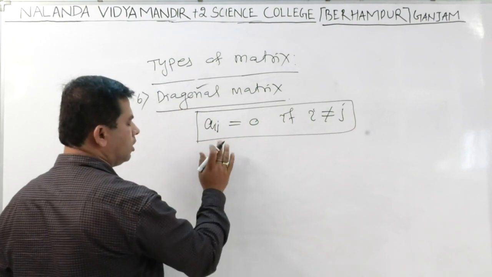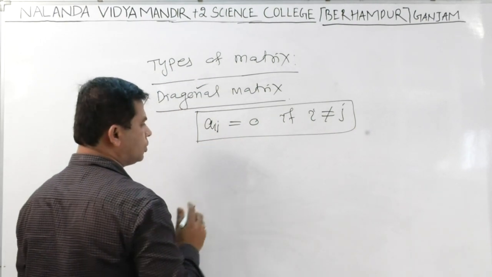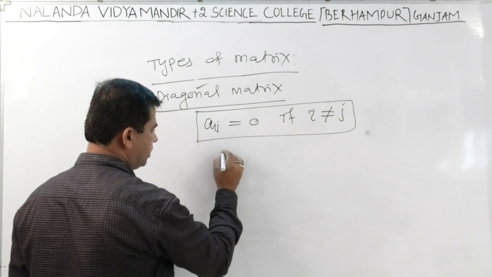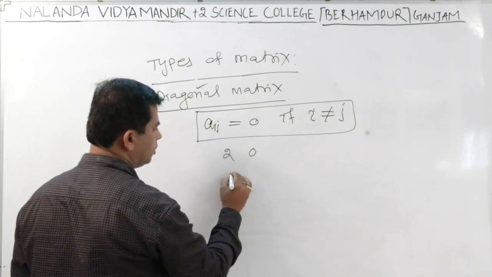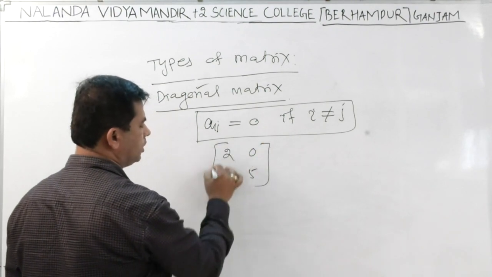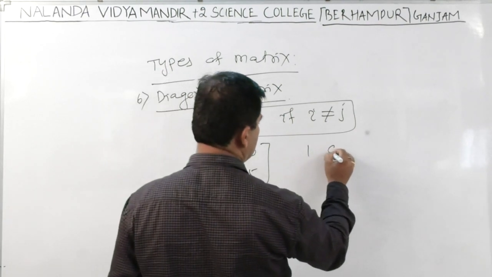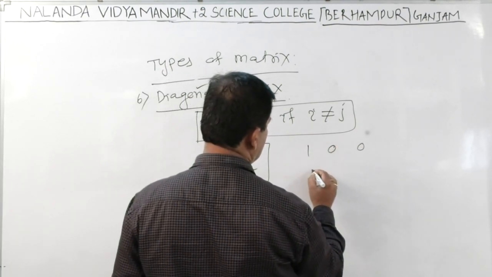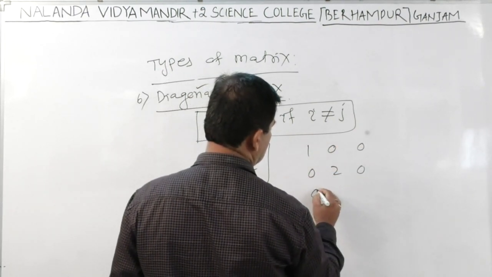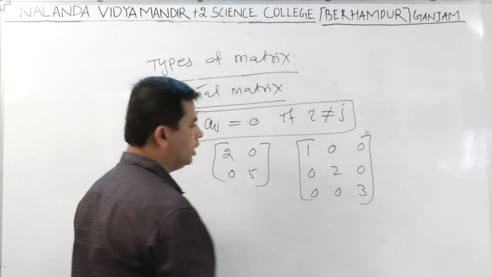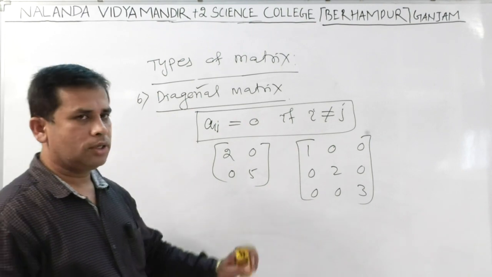For example, in a second order square matrix, we can write a diagonal matrix: 2, 0, 0, 5. This is a diagonal matrix of order 2. Now we can write 1, 0, 0, 0, 2, 0, 0, 0, 3. This is also a diagonal matrix of order 3.